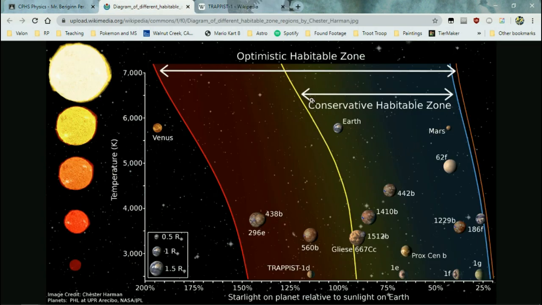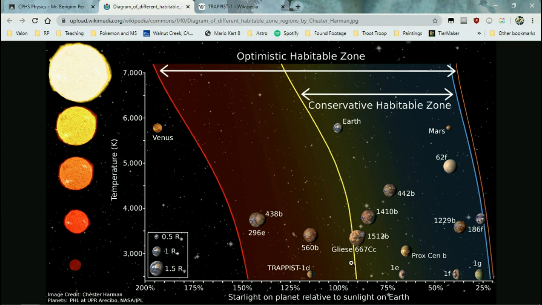And here's an image I've found, which shows the different temperatures of the stars, and then the starlight on a planet relative to the starlight on Earth. So obviously, closer in, you have more starlight. Oh yeah, see, here's TRAPPIST. These are TRAPPIST-1D, 1E, 1F. I think there's 1G also. You can see that instance there.